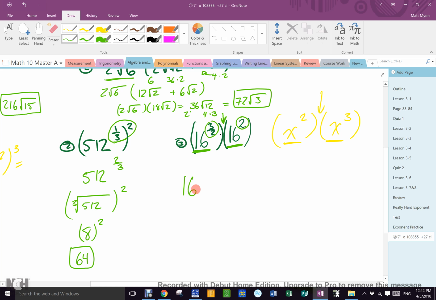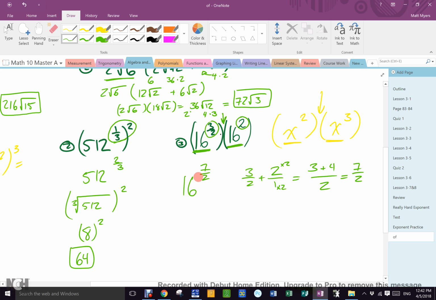Add them. 16. And you're going to add 3 over 2 plus 2. But you can't add 3 over 2 to 2, can you? Because that's really 2 over 1, isn't it? And what do you need to add fractions? Same denominator, which would be what? 2. Did that one change? No. Did that one change? How? Times 2. So what does that one do? Times 2. So that's 4. What is 3 plus 4? 7. So now I have 16 to the 7 halves.